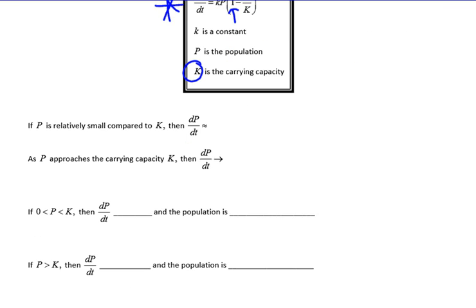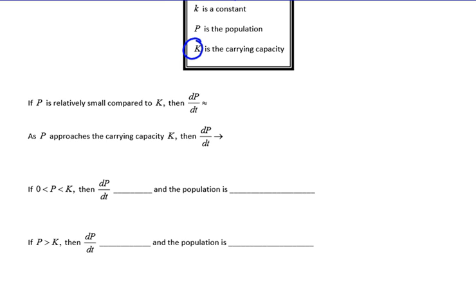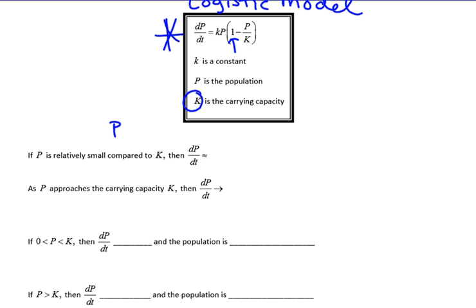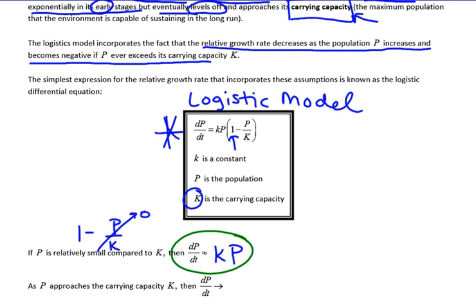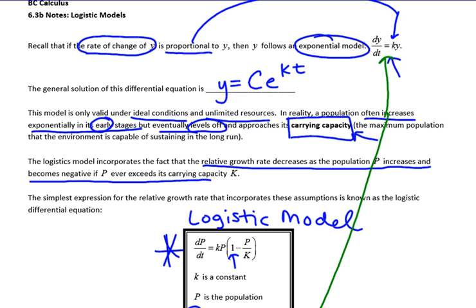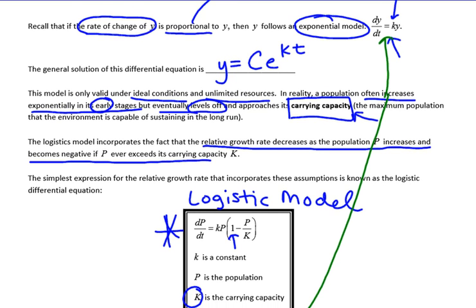All right, so just a couple of things that you need to know about this. If P is relatively small compared to K, a lot smaller than K, then P over K in the formula 1 minus P over K is approaching 0. So you would just have 1 inside the parentheses, and therefore dP/dt is approaching kP. If you look at that closely, it's exactly what we started with up here: the rate of change is proportional to the population.